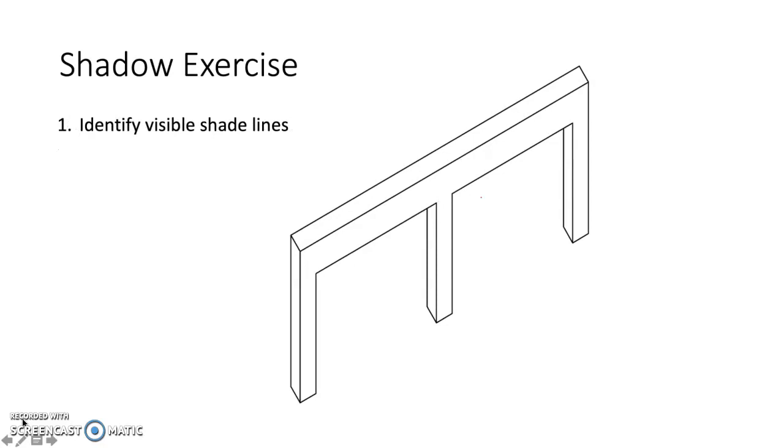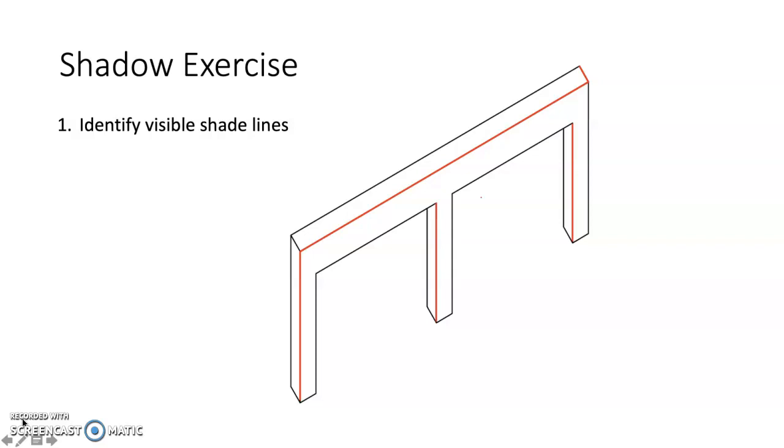Once it's taped down, our first step is to identify the visible shade lines. Remember, in plan oblique, we assume that the altitude of our light source is 45 degrees above horizontal, and the azimuth of our light source is horizontal to the board, 30 degrees or 60 degrees to our drawing. We can have the light go either to the left or to the right. In this case, we're going to cast our shadow to the right.